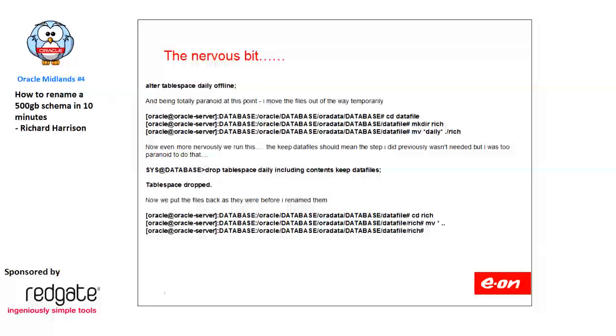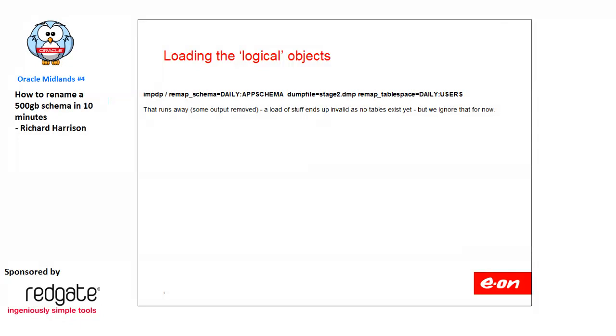Now this next bit you don't have to do, I was just paranoid. So I just move the files out of the way, then importantly drop tables, and importantly keep the data files. So it doesn't actually remove them automatically, especially with OMF. Then I move them all back. And so you don't have to do that, I was just paranoid the first time I did it. It works fine without doing that stuff.